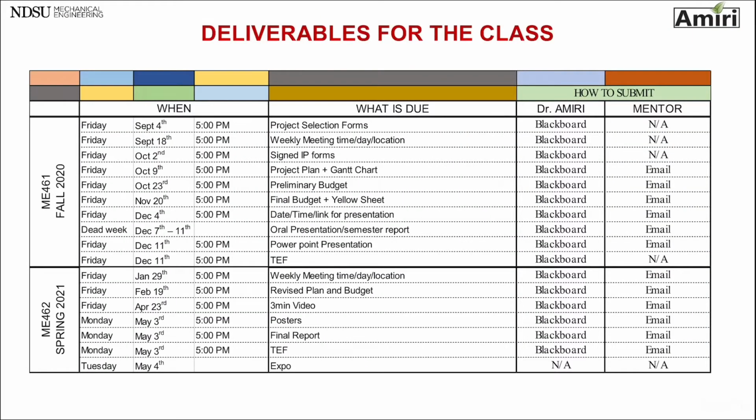Going back to the table that we had, which is posted on your course syllabus, we are done with the first step, which is project selection. So now we're going to talk about the next two steps: weekly meeting time and location, and also the IP forms that each team needs to sign.